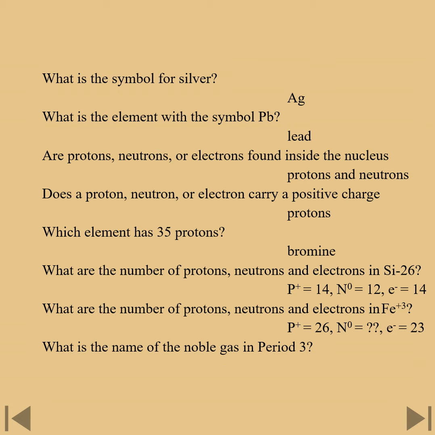And the name of the noble gas in period 3, noble gases, those are the far right column, period 3, argon. And the halogen in period 4, halogens are group 7A. Cross period 4 with 7A, and we get bromine once again.